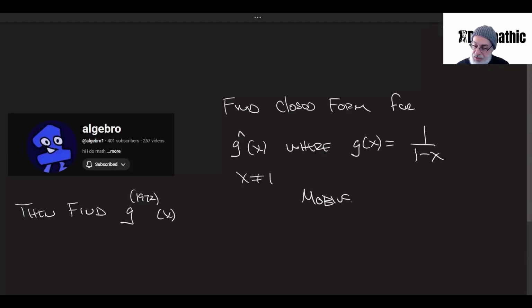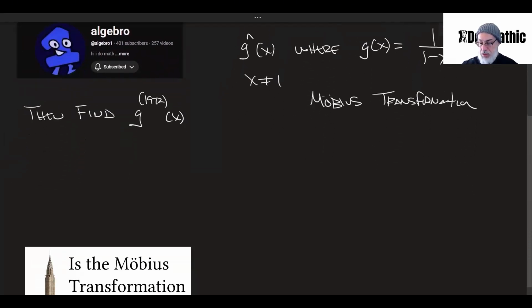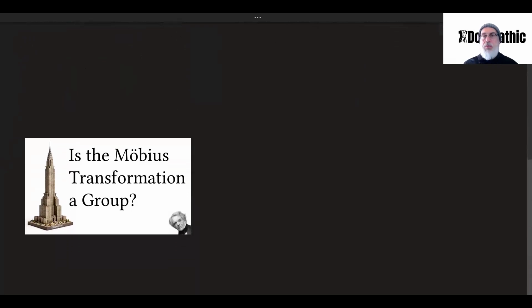This is the Mobius transformation. You might know Mobius from the Mobius strip, but I've done a video on the group structure of Mobius transformations. The link will be in the description. If you want to see how these things sort of stack up as a group structure, we'll get into that.